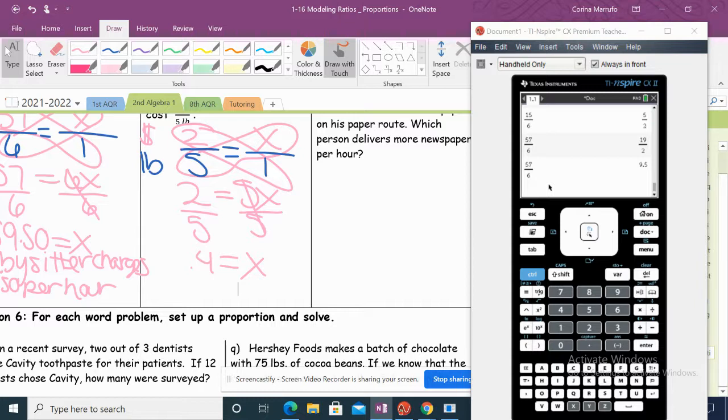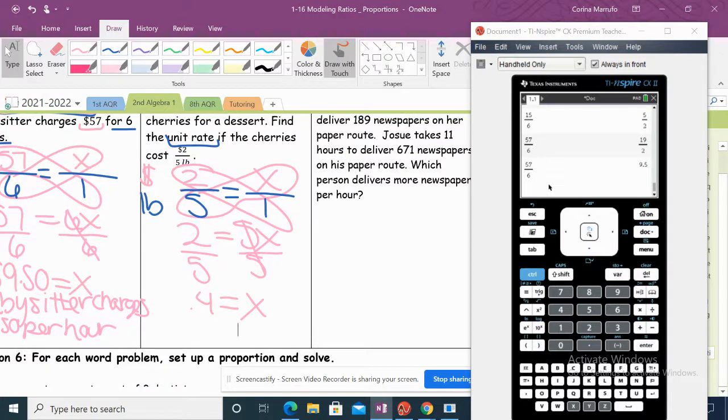Alright, so we got 0.4. So what that means, because that's money, that means that for 1 pound of cherries, it is going to cost us 40 cents. So we can write it like this.